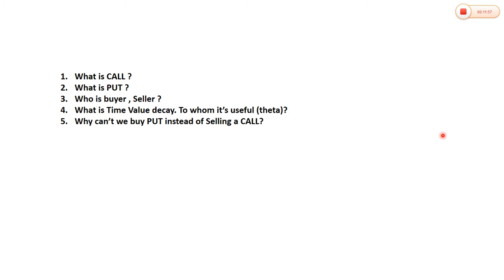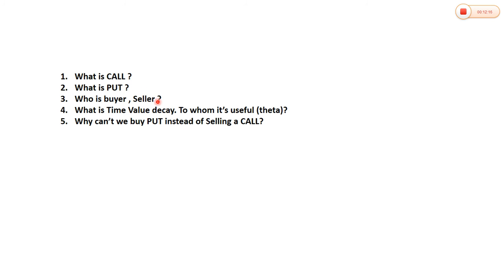Now let's go through a few questions on what we understood from this slide. What is call? What is put? Call is meant for an uptrend. Put is meant for a downtrend. Both call and put you can buy or sell. For buying you need a small premium amount. For selling you need more margin.